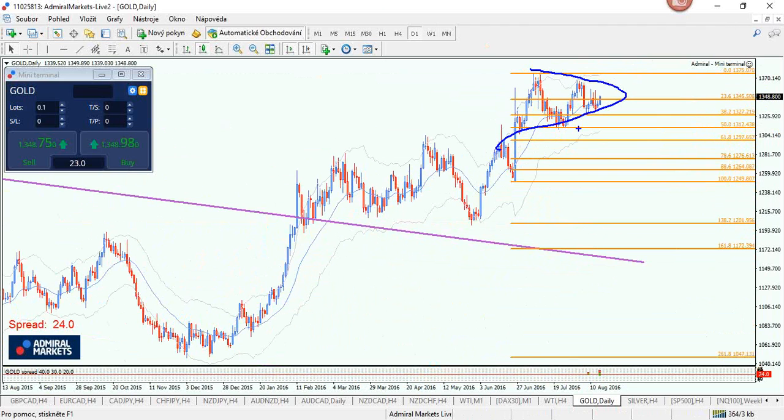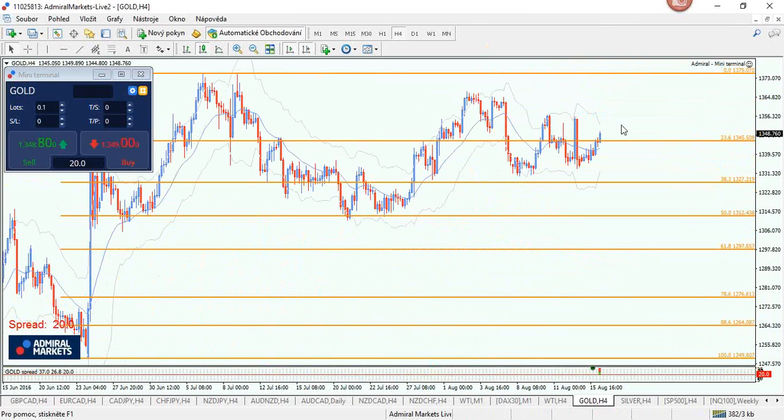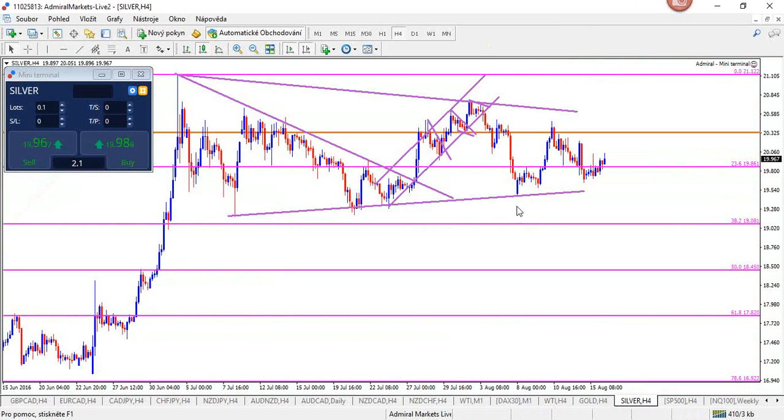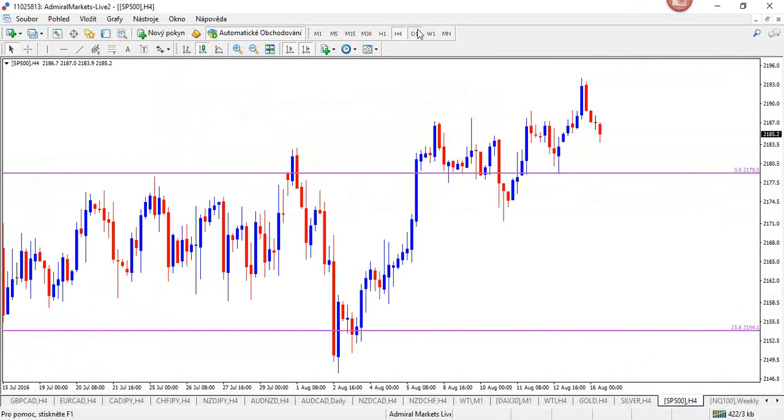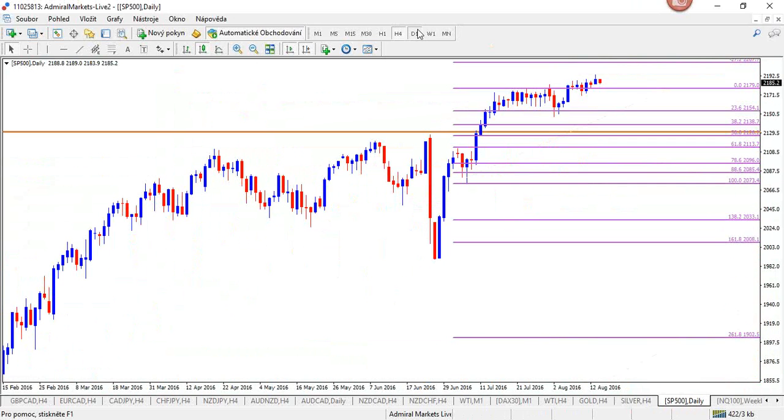So if it breaks this week, that would make sense. Then there could be a good continuation. If it fails to do that, then there could be a bigger correction. So yet again, an interesting decision this week. So quite a couple of interesting decisions today, this week, on multiple pairs as we've already discussed. Silver is the same. And S&P remains bullish.